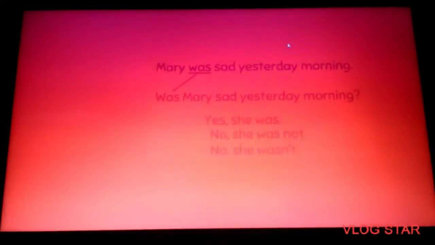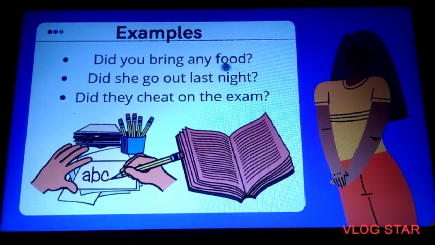Let's look at some examples to understand it better. Did you bring any food? Did at first, then the subject you, and bring without any changes, just the main verb without ed or irregular form. Did you bring anything? Did she go out last night? So did is the main one, and then go is just normal. And the same here. Did they cheat on the exam?